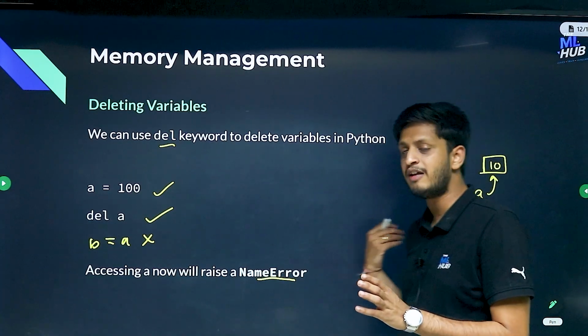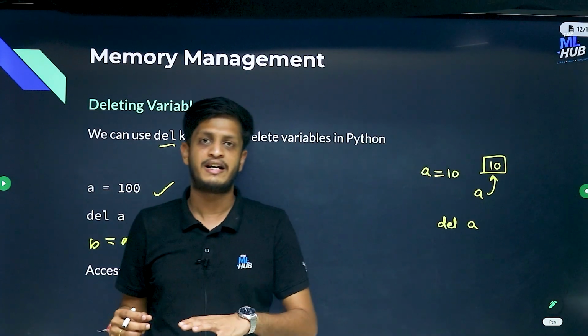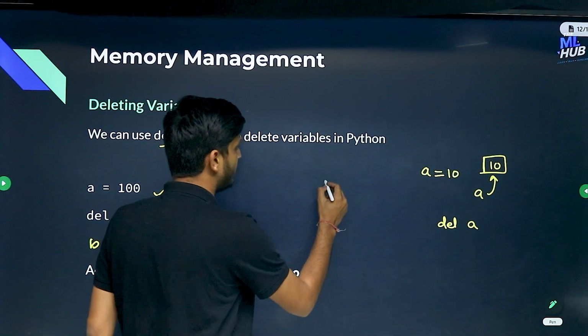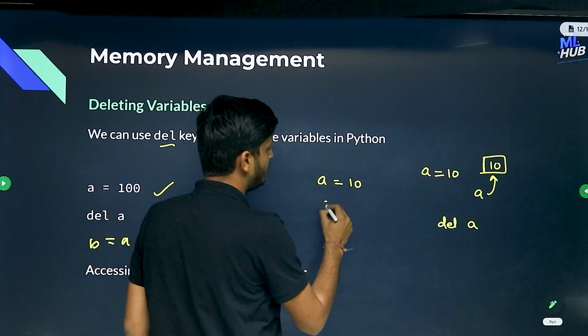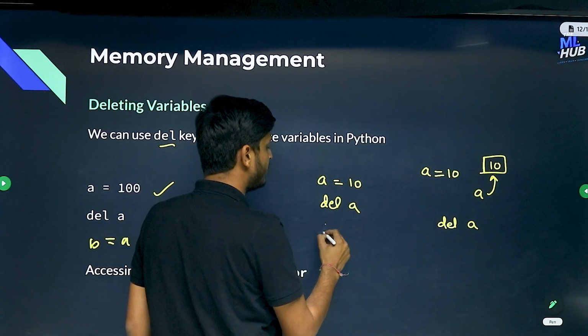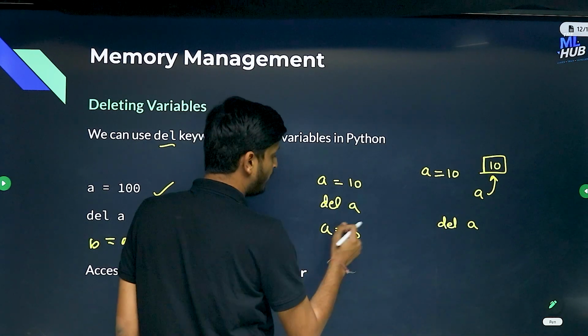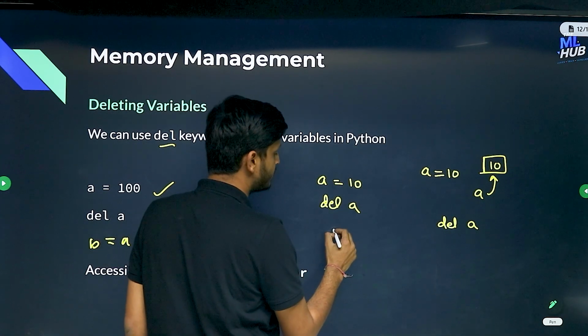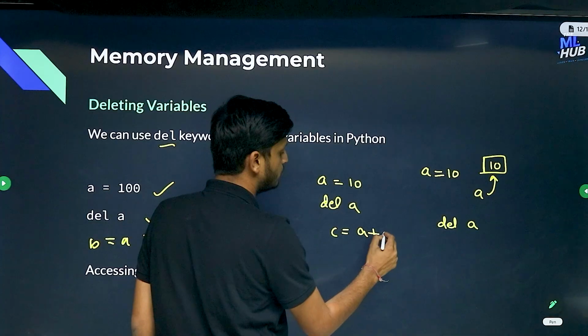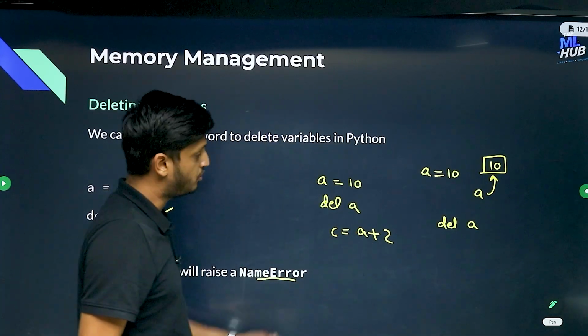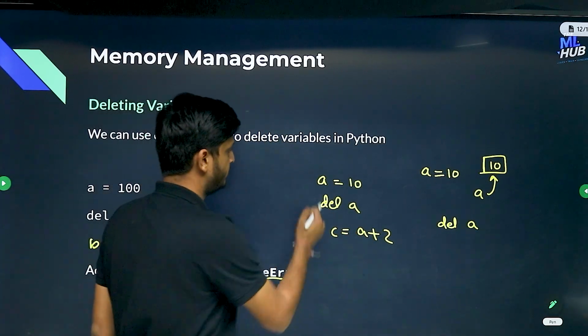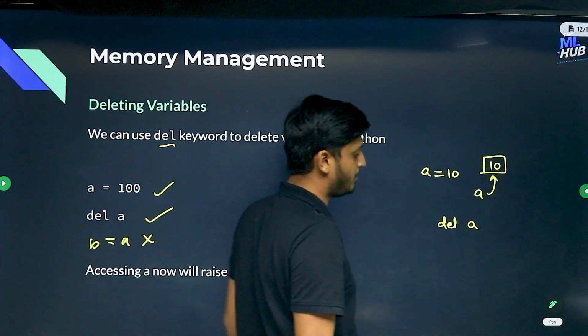By deleting forever, it doesn't mean that you cannot create it again. You can again create it. You can say that a = 10 and then delete a. Then you can again say a = 5. After deleting, you can create it again. But before creating, you cannot use it. You cannot say c = a + 2 because a doesn't exist. You need to create it again. So this is how deleting of variables works in Python.